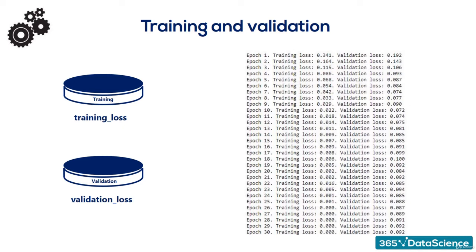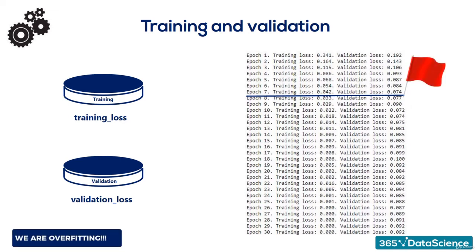At some point, the validation loss could start increasing. That's a red flag. We are overfitting. We are getting better at predicting the training set, but we are moving away from the overall logic data. At this point, we should stop training the model.